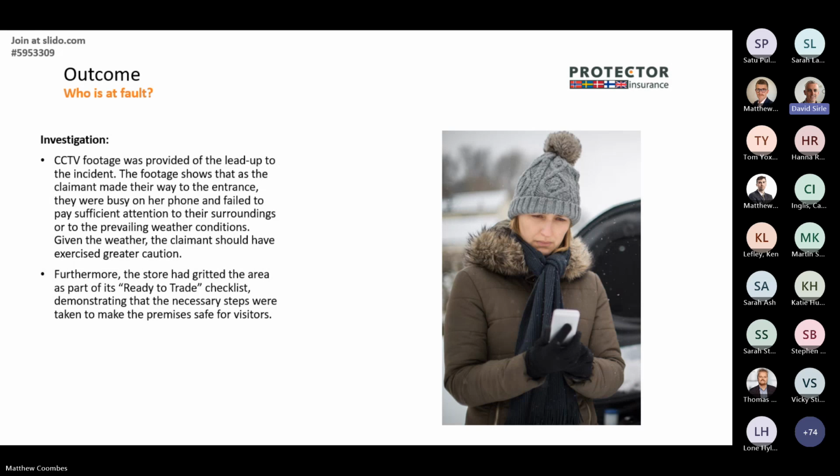Furthermore, as we mentioned on the previous slide, the store had gritted the area as part of its ready to trade checklist, and this demonstrated the necessary steps. So they did take some proactive steps to grit that area, and the claimant failed to exercise caution in adverse weather conditions, and liability was not admitted in this case. So just to conclude on those case studies above, if you're doing what you should be doing, your documentation is up to date, it's accessible, it's adequate, and it's provided to our claims department in a timely manner, then there's every chance that liability can be denied and a successful defence of a claim can take place.